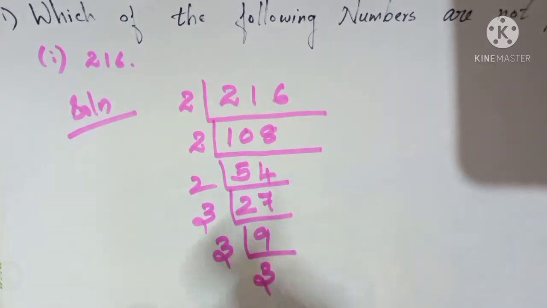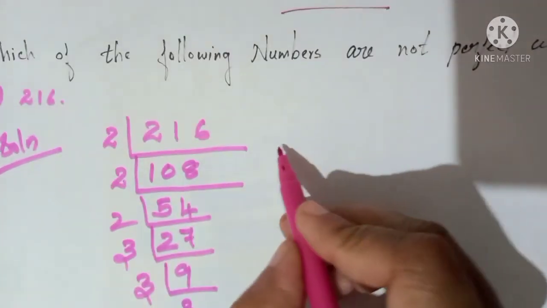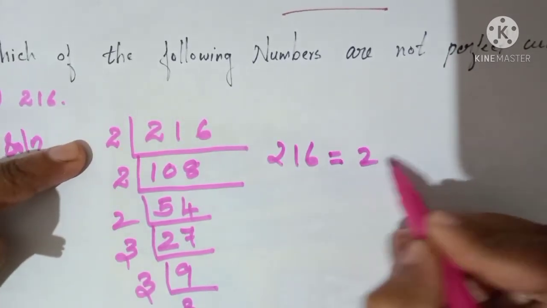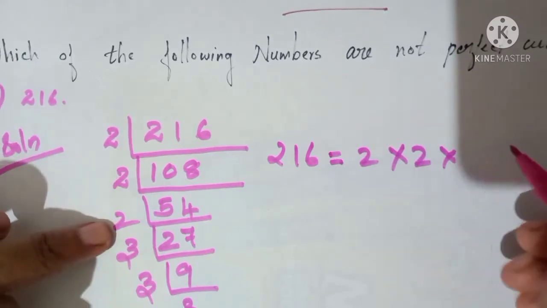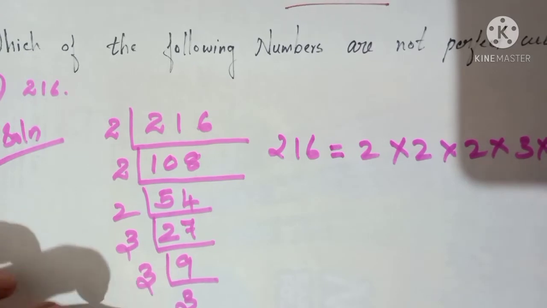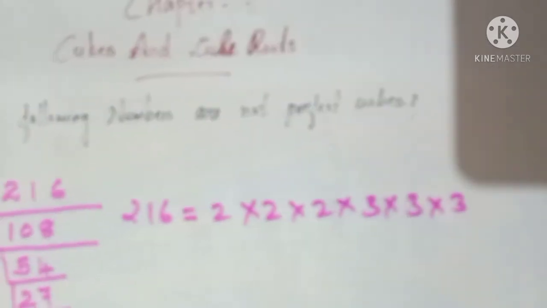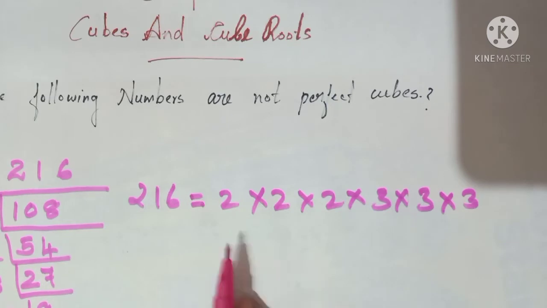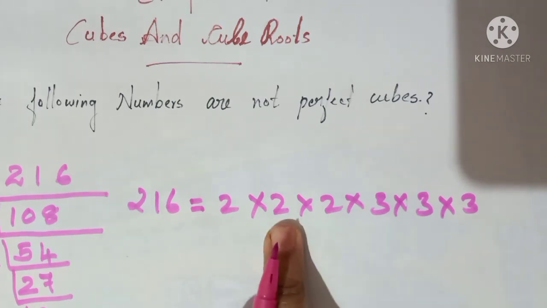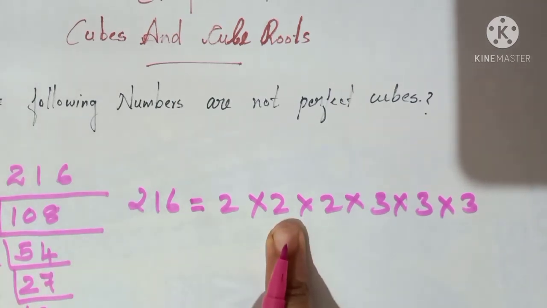Now take and write. How will you be writing? 216 is equal to 2 into 2 into 2 into 3 into 3 into 3. So here, check this, children. This is cube root. For square root, you check pairs, whether there is 2 like that. Whether 2 is there two times, or the given number, we check it with pairs. But here it is cube root.